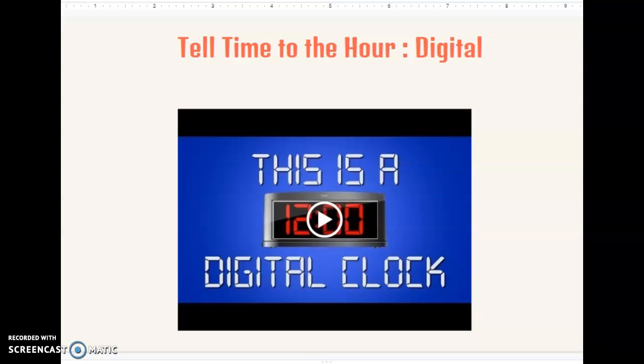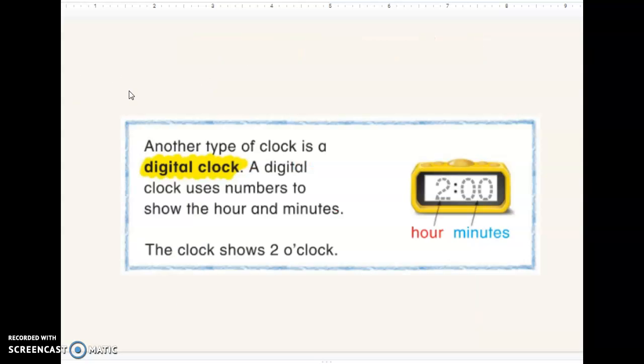We learned yesterday that there are two different types of clocks. The one that we learned about yesterday was called an analog clock. That's the type of clock that we had in our classroom. So today we're going to learn about the second type of clock. The second type of clock is called a digital clock. A digital clock looks more like the red timer that we had on the big whiteboard. So we're going to see how we can tell the time on a digital clock.